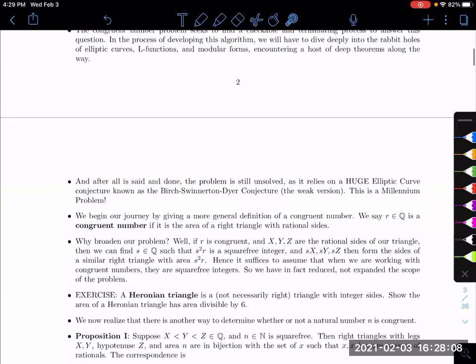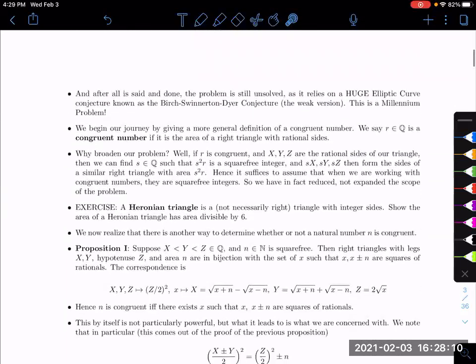Okay, so let me go on and start here. Let me give you a more general definition of a congruent number. Let me tell you what it means for a rational number to be congruent. I told you what it means for a natural number to be congruent. What about a rational number? It's the same definition. A rational number is a congruent number if it's the area of a right triangle with rational sides. Introducing and generalizing this definition seems to broaden our problem, but in fact, it will narrow it.